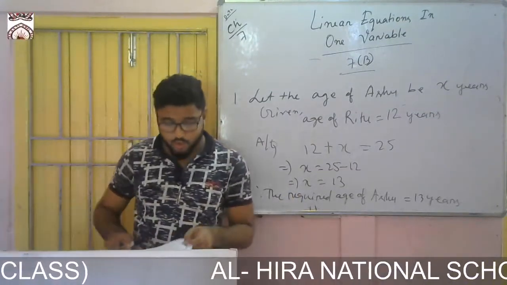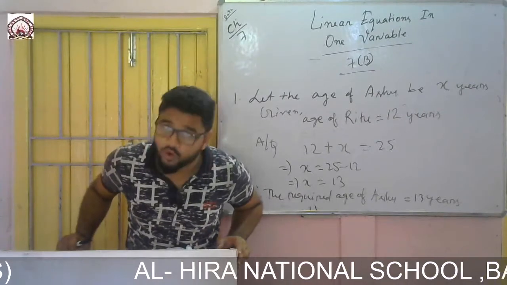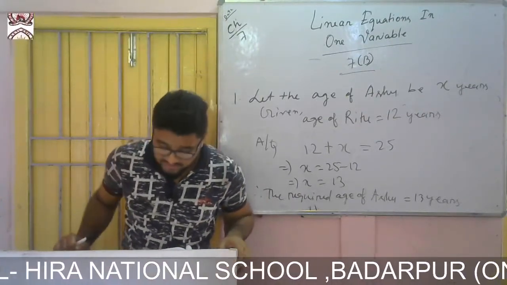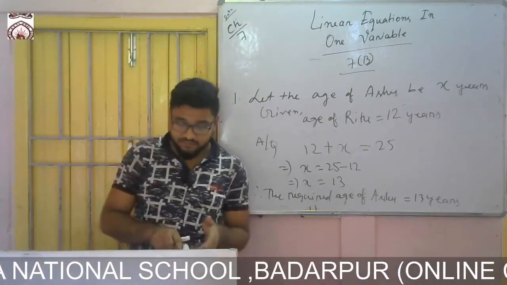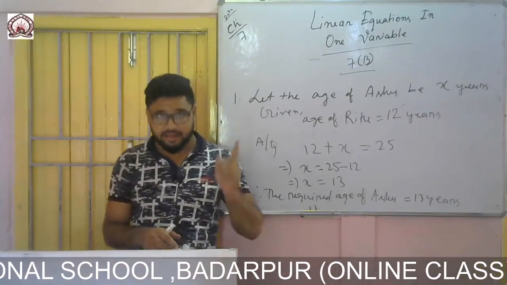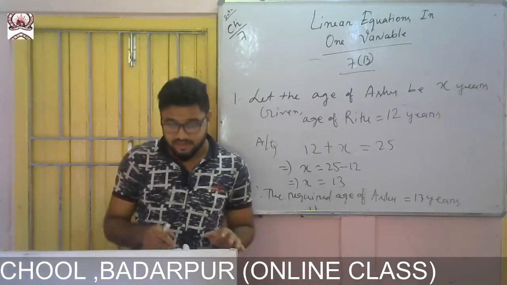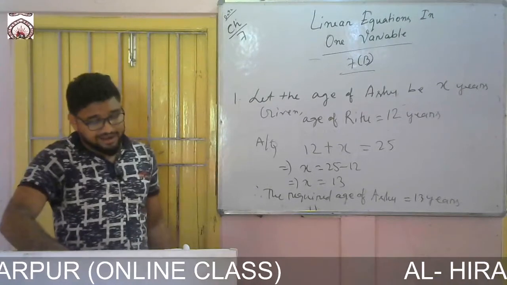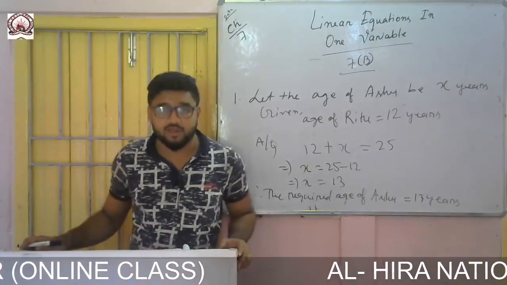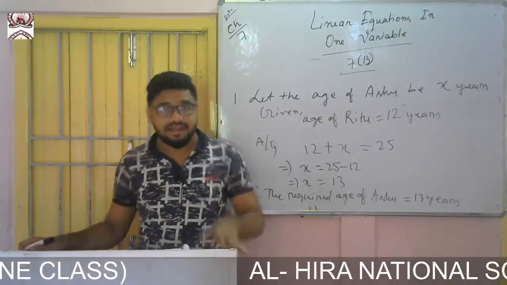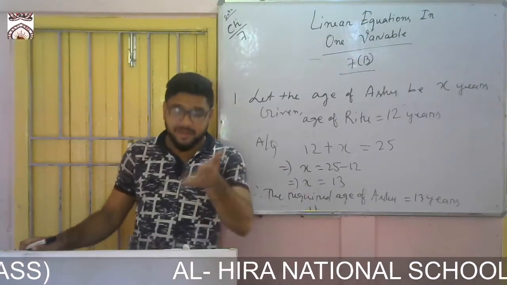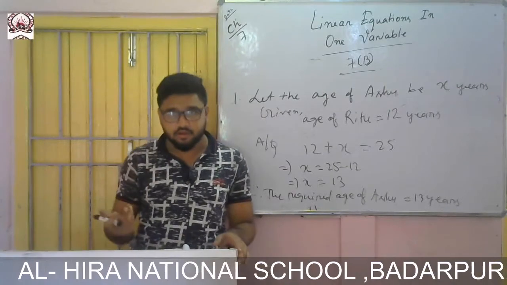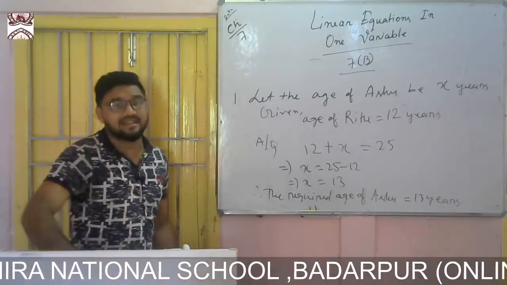Now come to question number 2. A number decreased by 4 is equal to minus 6. Find the number. These things we have done in exercise 7a, question number 3. Let the number be x. A number decreased by 4, then x minus 4 equals minus 6. From that we can find the number.